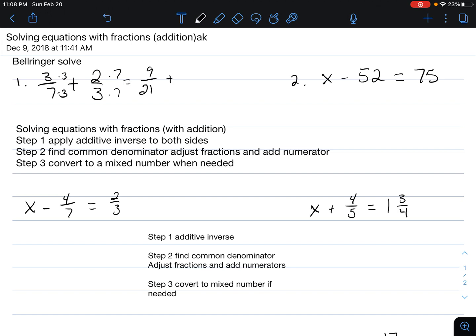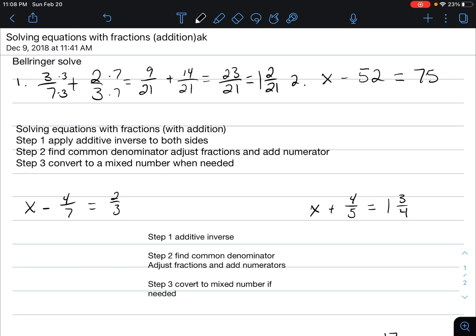9/21 plus 14/21. When you add 9 and 14 together, you get 23 over 21. As an improper fraction, we have to convert it to a mixed number. So you get 1, and 2 would be left over, so that's your numerator, and 21 stays your denominator.